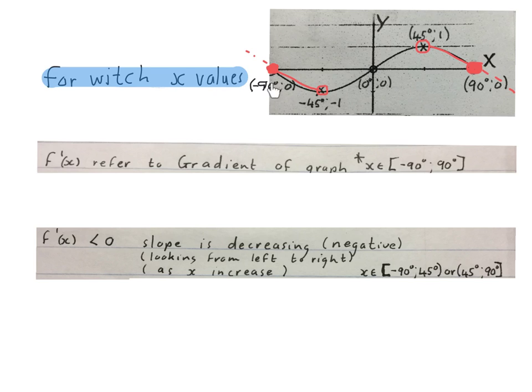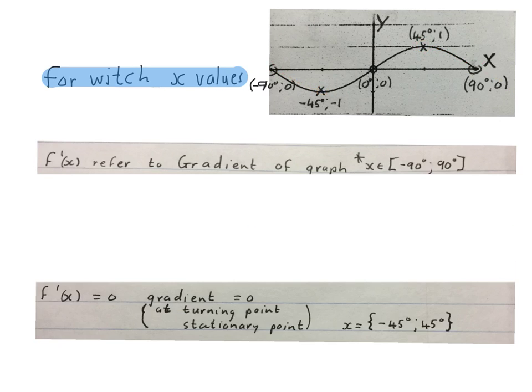The minus 90 and the 90 is included with a square bracket here because the graph is on its way down still when it hits there, and it will be on its way down when it hits that point. It's excluding the minus 45 and excluding the 45 because at the turning point the gradient is 0 and not positive or negative.